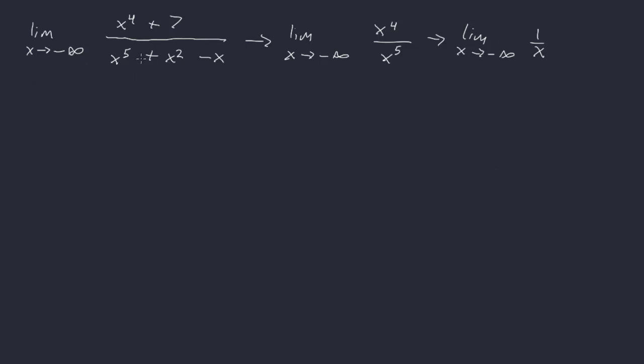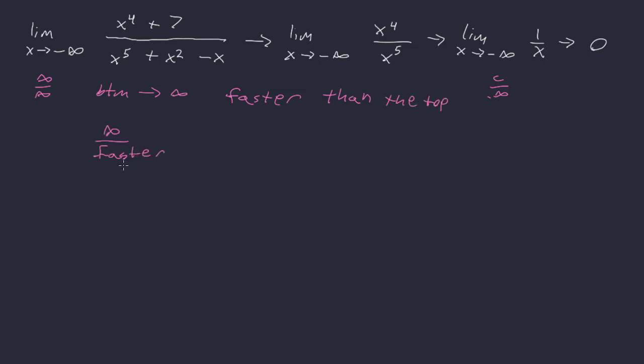And then what we've done is we've taken what is essentially infinity over infinity and made it a constant over infinity, and specifically a constant over negative infinity, which is just going to be 0. Okay? So in this case, we have an infinity over infinity, and the bottom goes to infinity faster than the top, right? Because the top is x to the fourth, the bottom is x to the fifth. When that happens, infinity over a faster infinity, this infinity takes over and drags the function down to 0.